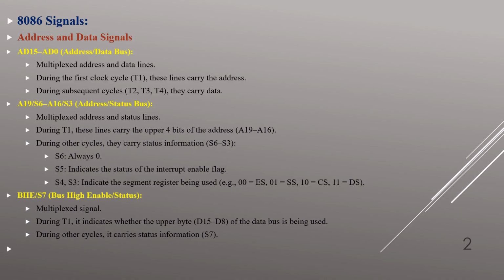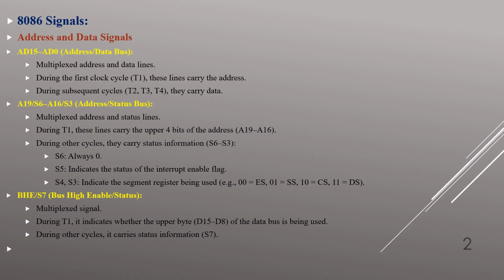So what are their functions? During the first clock cycle, these lines carry the address of the memory location being accessed. During subsequent cycles, that is T2, T3, T4, they carry the actual data being read from or written to that address. And what is the importance of this address data bus? This multiplexing reduces the number of physical lines needed, optimizing the design and cost of the microprocessor.